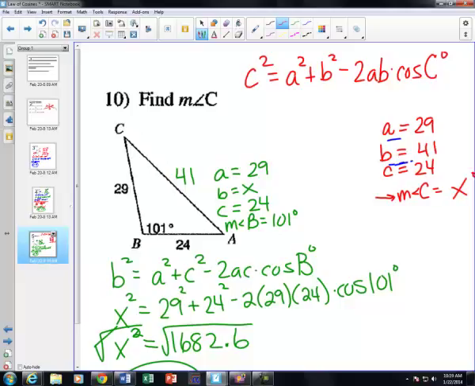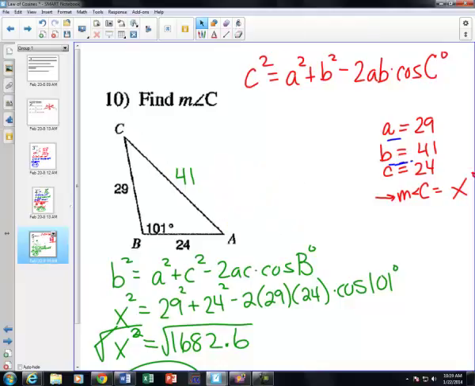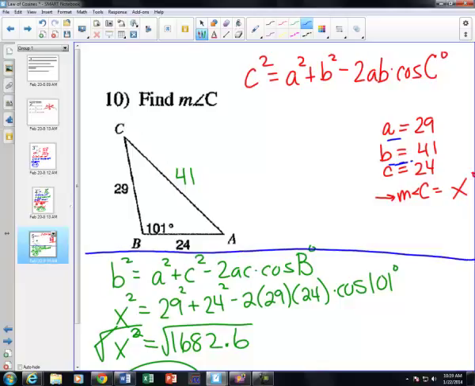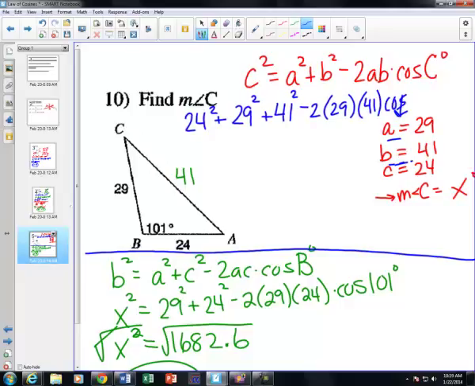And now I can find the measure of angle C using law of cosines again. Okay, let me get rid of this. We don't need this anymore. So we're ignoring this stuff down here that we just used. We're going to go back and use this information up in our formula. So in place of C, 24. In place of A, 29. In place of B, 41. Minus 2 times 29 times 41 times the cosine of angle C, which is what we're looking for, so I'm going to put an x there.